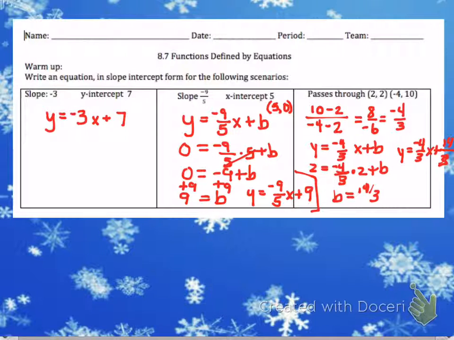And again, that should be familiar to you. If you're not sure about those things, make sure you're asking your algebra teacher about it. We're going to move on to functions.